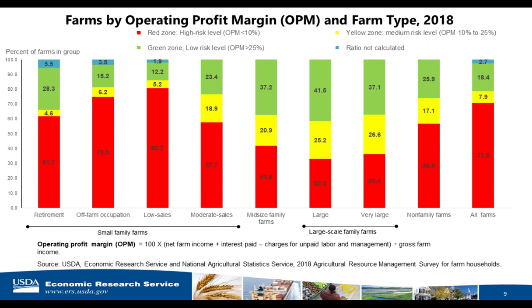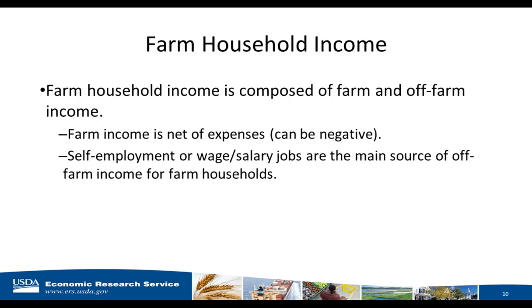Generally, the share of farms that are in the green zone increases with farm size. Mid-sized, large, and very large family farms have between 37 and 42% of farms in the green zone. It is also important to note that there is a wide range of farm performance within each zone. So now we're going to shift gears and focus on the farm household. Farm household income is composed of farm and off-farm income.